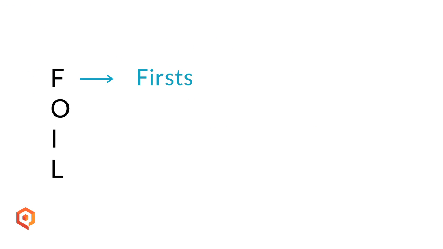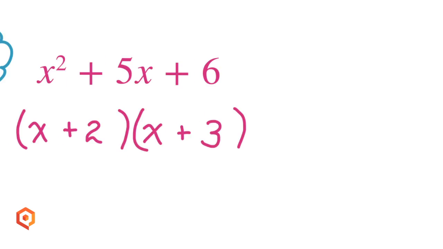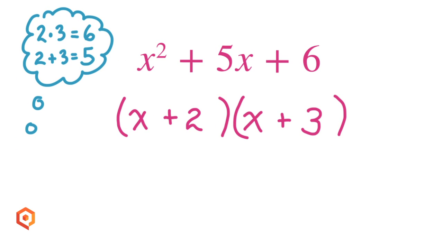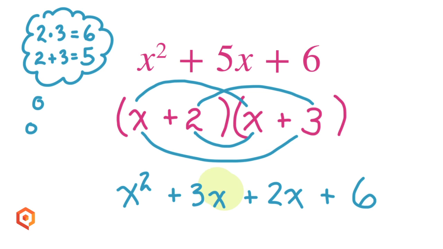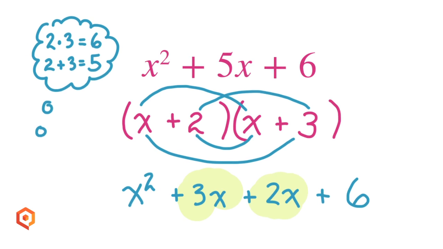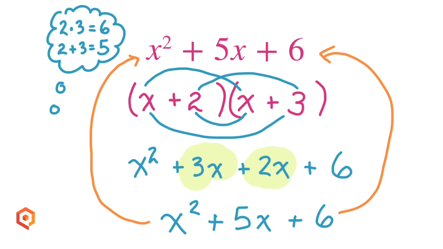Ever heard of FOIL? F for firsts, O for outers, I for inners, and L for lasts. Multiply the first terms in each binomial. X times x is x squared. Multiply the outers. X times 3 equals 3x. Multiply the inners. 2 times x equals 2x. Multiply the lasts. 2 times 3 equals 6. Combine like terms, and we're right back where we started. This means we factored correctly.